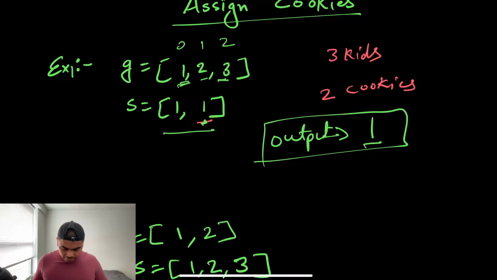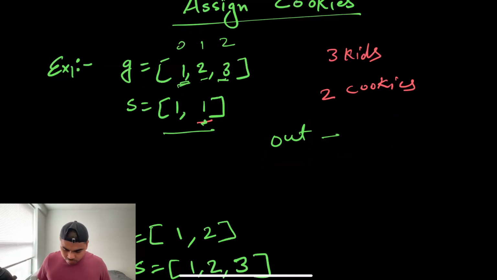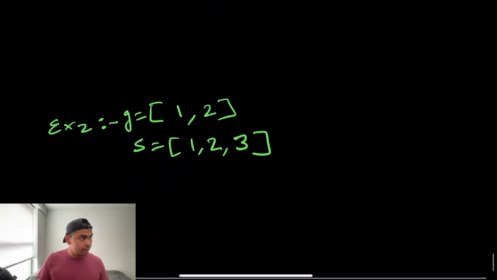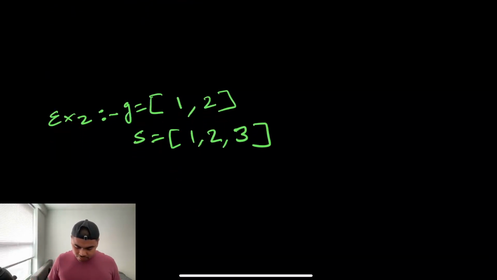Let's see how we are actually going to solve this. In the second example, the greed factors are 1 and 2, and then we have 3 cookies this time and only 2 kids. So we can satisfy both kids.